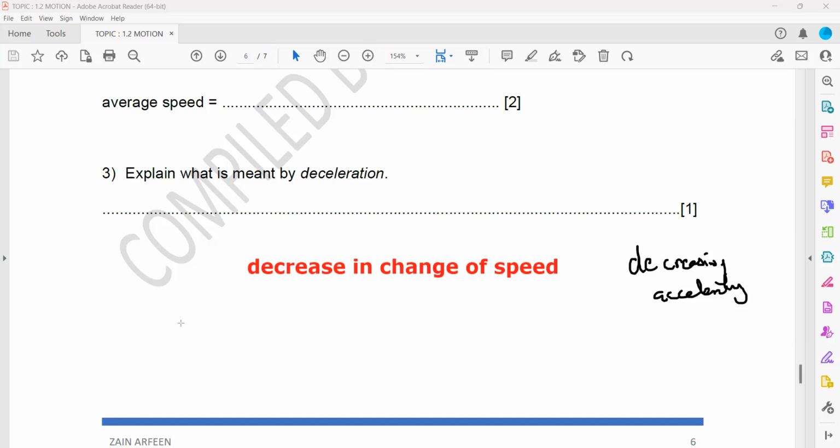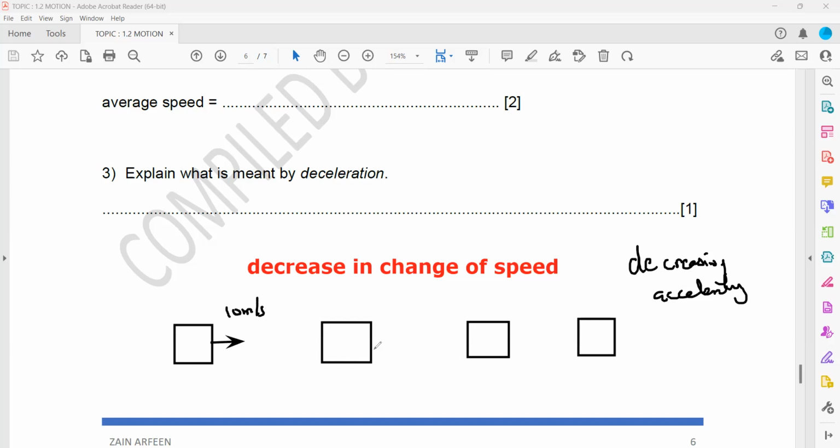What is the meaning of decreasing acceleration? Decreasing acceleration means the change in the speed is decreasing, but not the speed itself. For example, say a car was moving at 10 meters per second, then it moved at 50 meters per second, then it moved at 80 meters per second, then it moved at 90 meters per second. So when you check the change in the speed, this is 40 here. If you see a negative change in speed, yeah, that is fine.